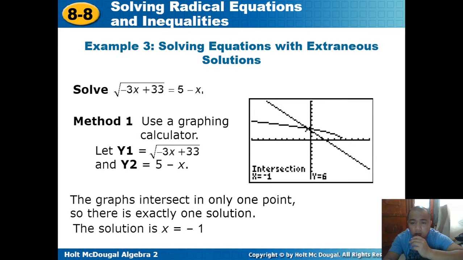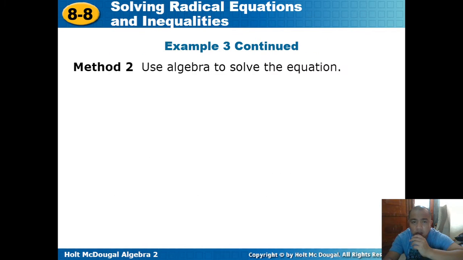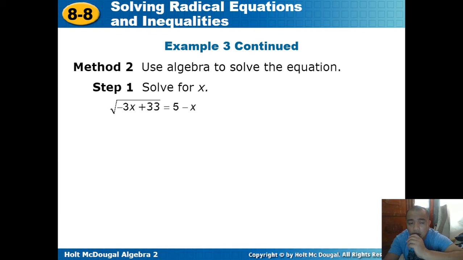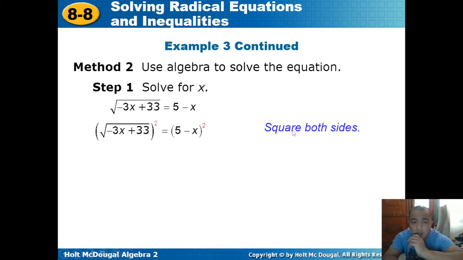Yun lang yung solution based on the graph. So method 2, let's try to use algebra to solve for x. Square root of negative 3x plus 33 equals 5 minus x. First step, we're going to square both sides. So this will become negative 3x plus 33.